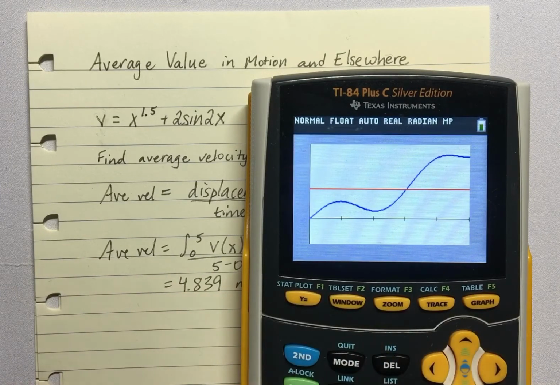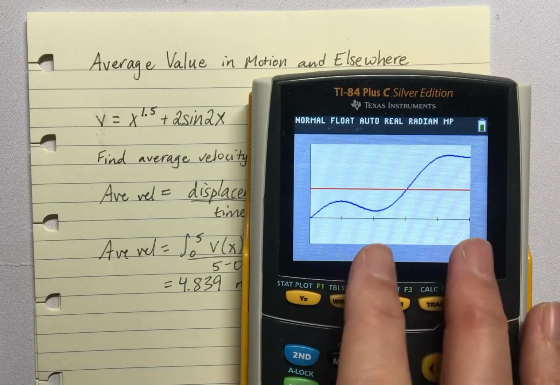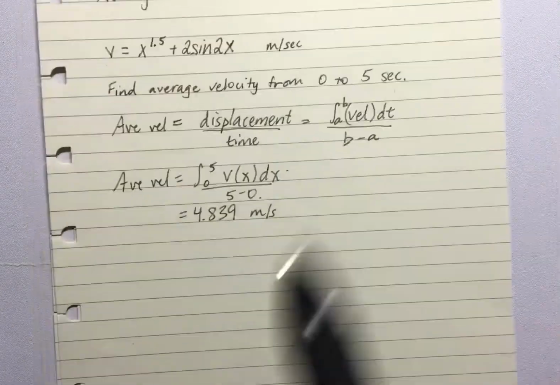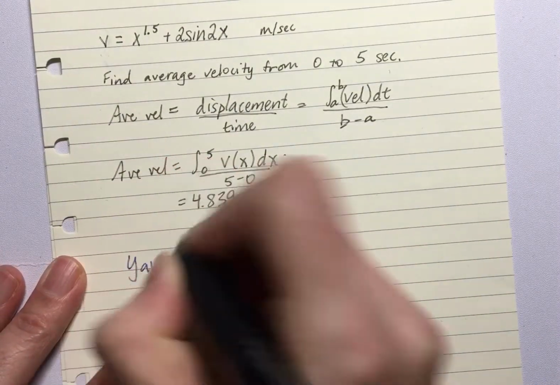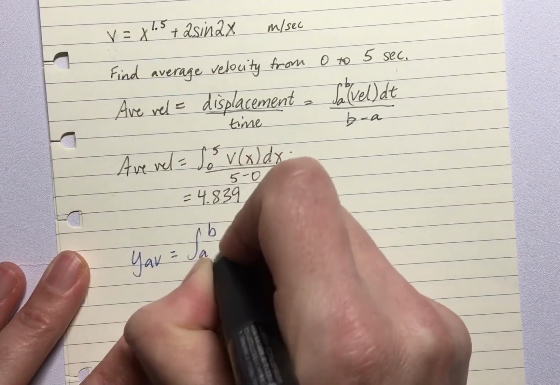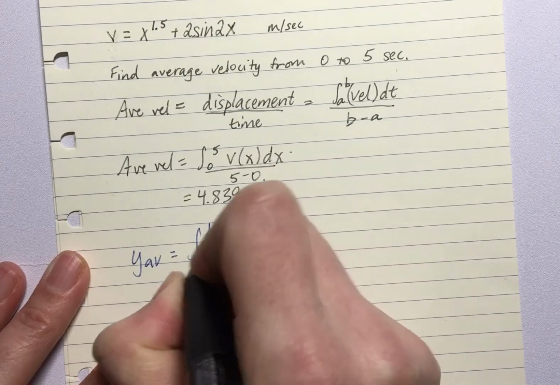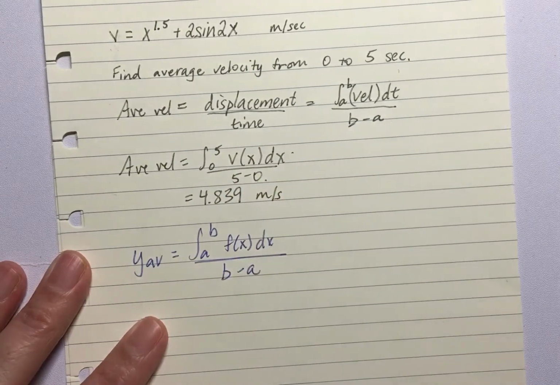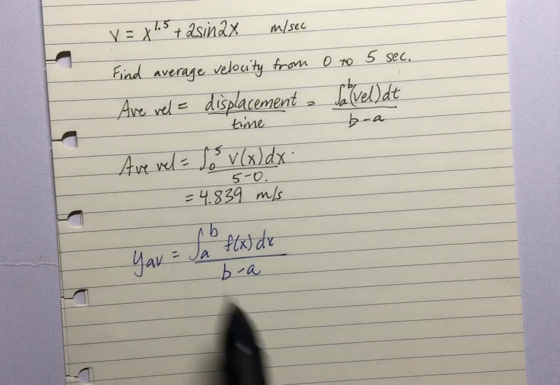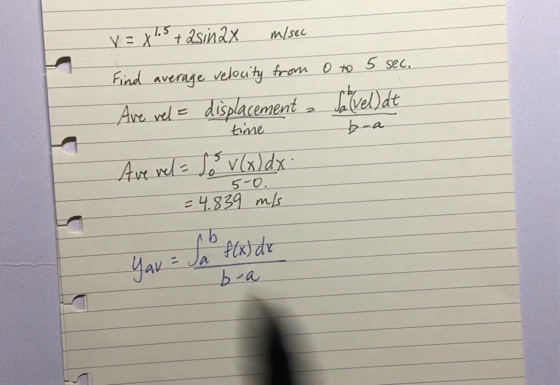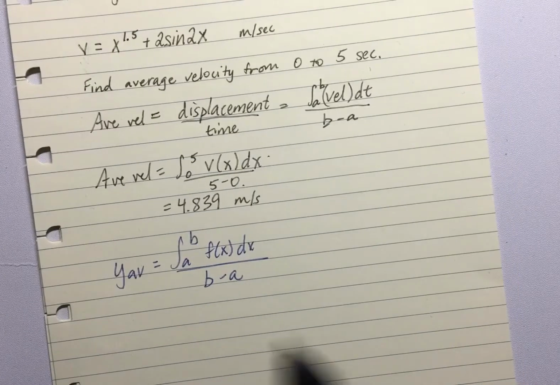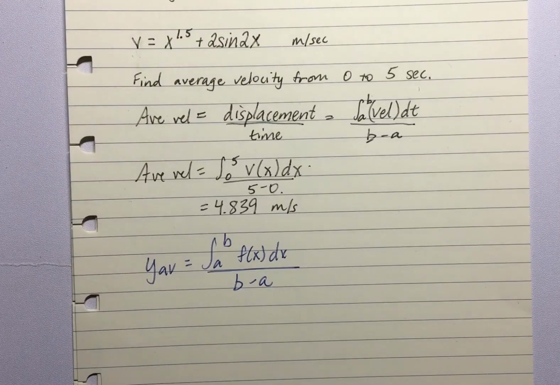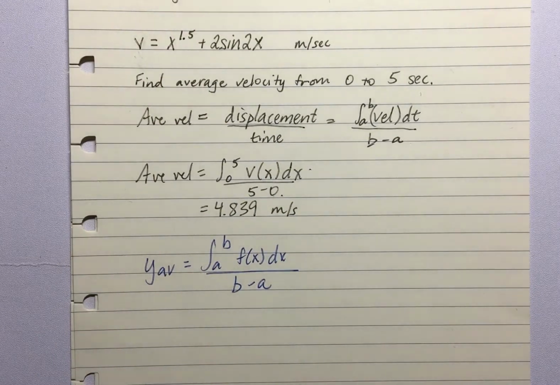So that is finding average velocity, or an average y value. It's really straightforward. An average y value is just the integral from a to b of some f of x dx divided by b minus a. So if you're ever asked to find the average value, this is what we're doing. So there we go. That's part 2 of our day, and we are good to go.